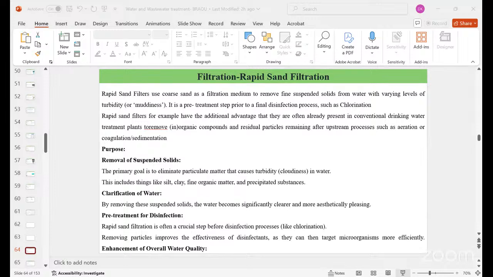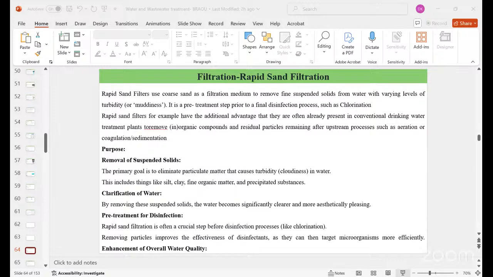And then in this rapid sand filtration, the filter media plays a major role, which is a material through which the water passes in order to remove the impurities. So let us see what are the types of filter media present. Filter media, basically, the word itself says the rapid sand filtration. So the filter media could be mainly the sand.